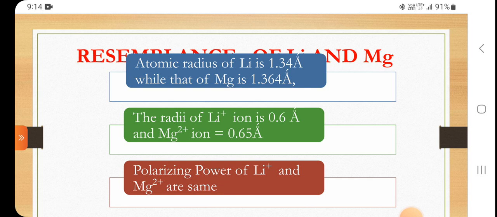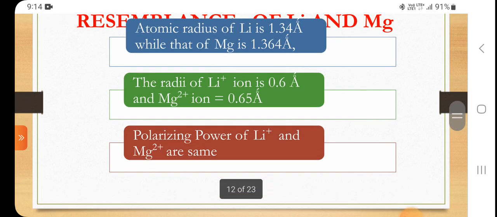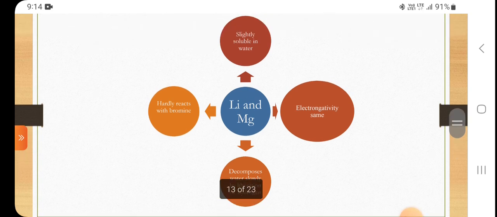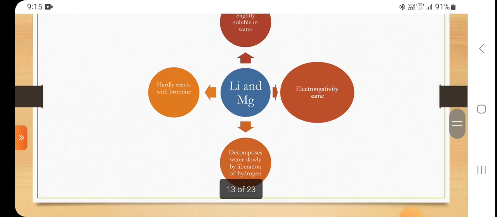The atomic radius of lithium is 1.34 while that of magnesium is 1.364. The radii of Li plus ions is 0.6 angstrom and that of Mg2 plus ions is 0.65 angstrom. The polarizing power of Li plus and Mg2 plus ions are the same. Lithium and magnesium are soluble in water. They have the same electronegativity values. They decompose water by liberation of hydrogen.